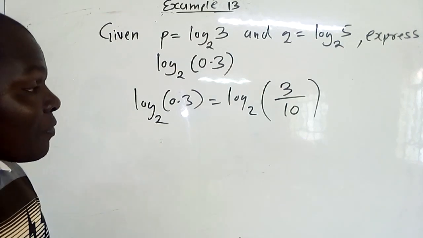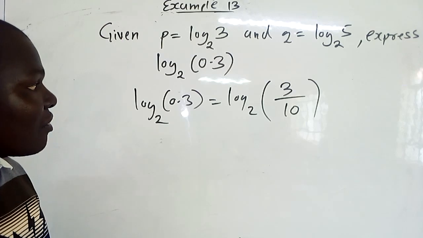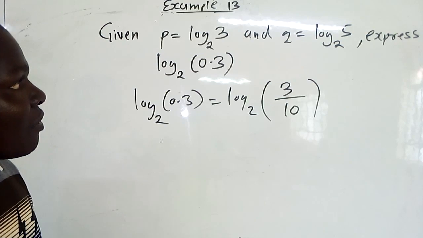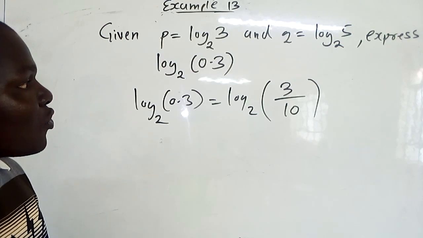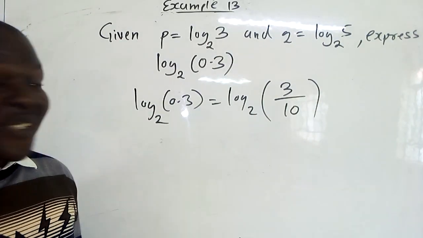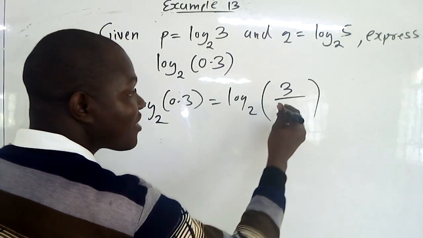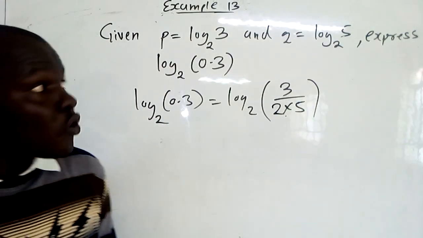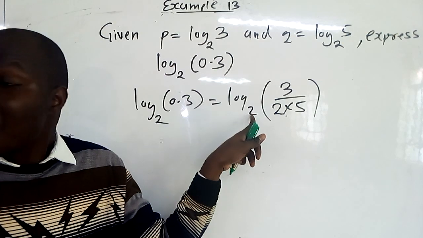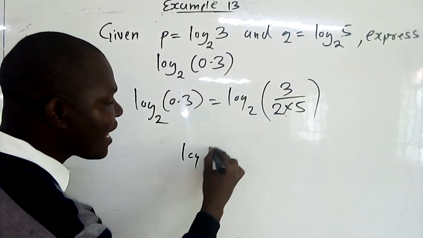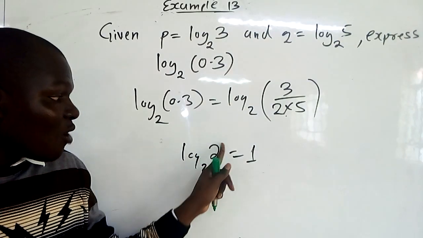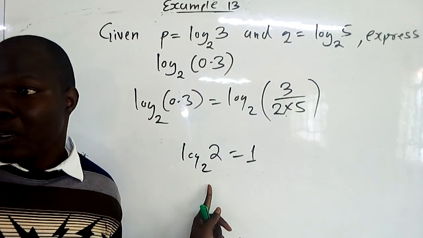What else can you do to it to make it just in terms of 3 and 5 only? Because you can express 10 as the same as 2 times 5. So it is in terms of 3 and 5 only. Do you know why? Because these two, we have base 2. So the moment you find a case of log 2 to base 2, automatically it will be 1, because a log of a number to the same base is 1.